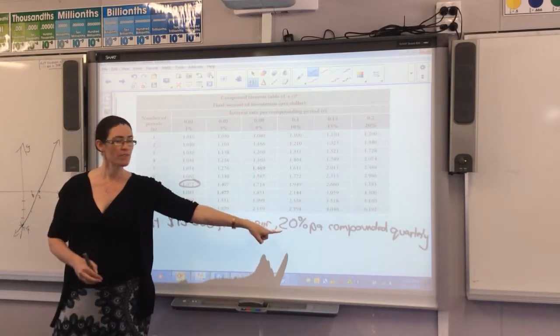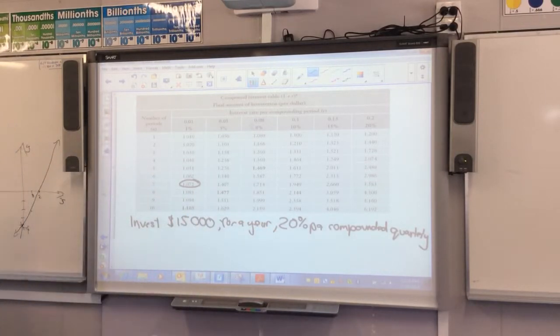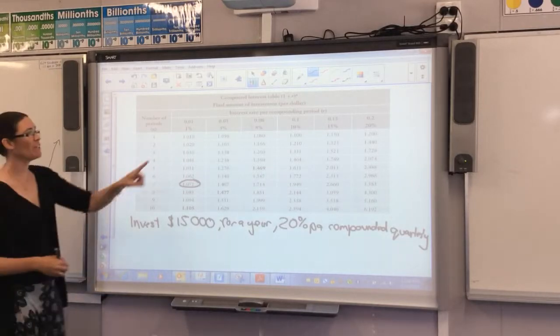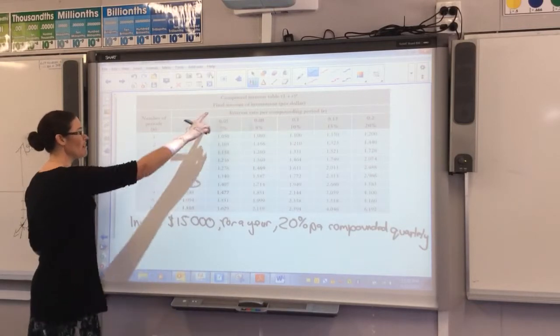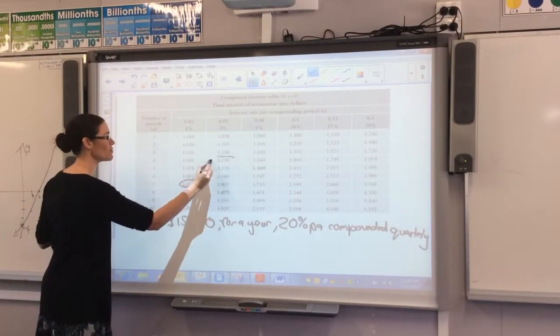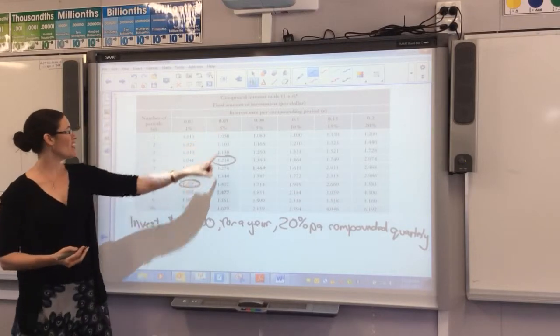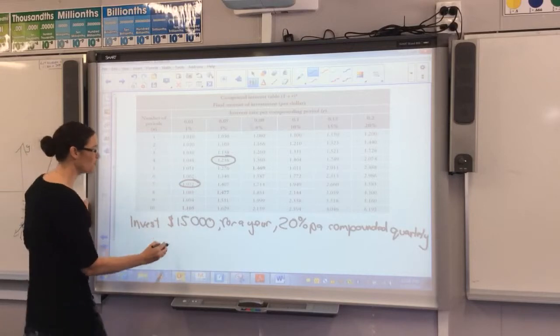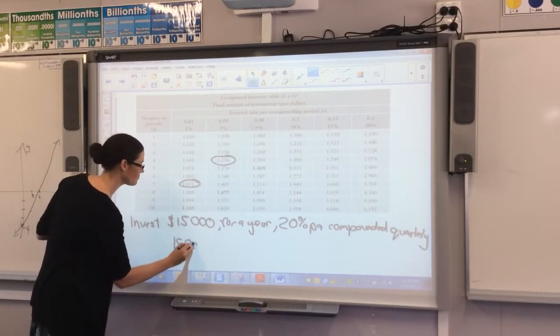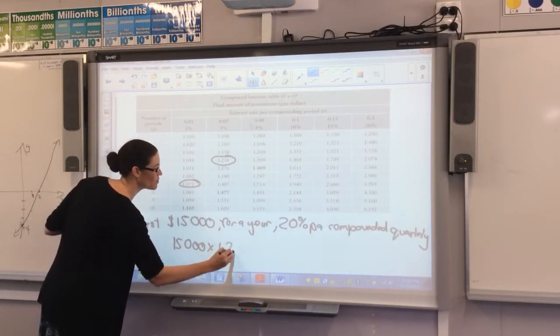20% for a whole year. So for 1/4 of a year, it would be 5%. Yep, because 4 5s are 20. So it's 5% for each quarter. How many quarters do I have in a year? 4. So down the 5% column, I want to choose this 4 here. So I'm doing 5% per quarter for 4 quarters, and I just multiply 15,000 times 1.216.